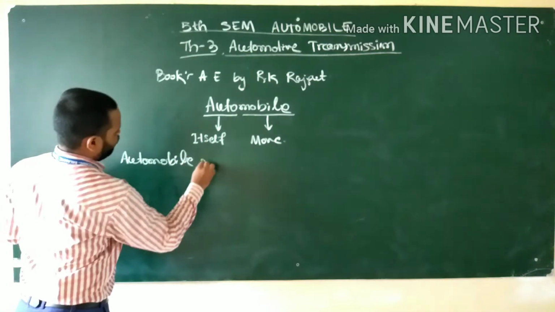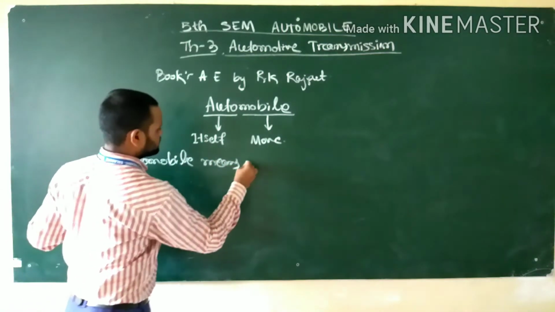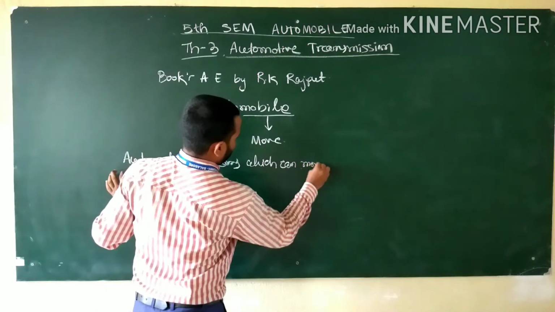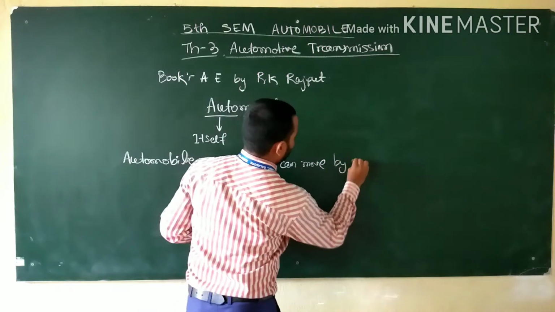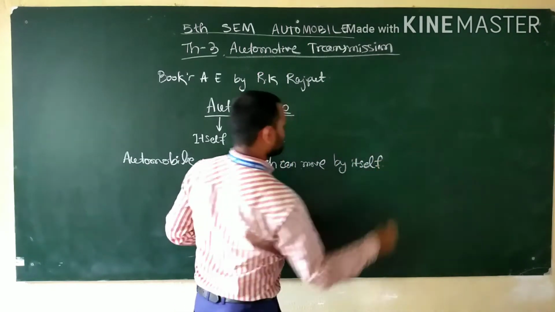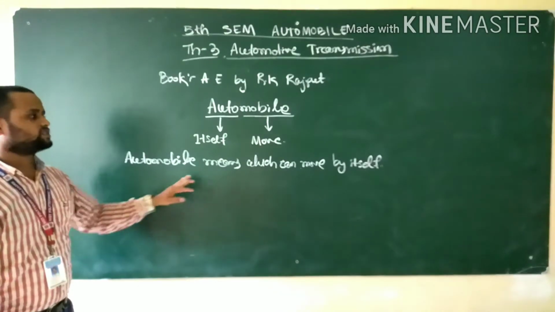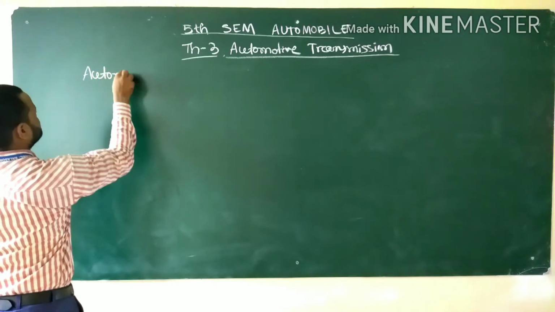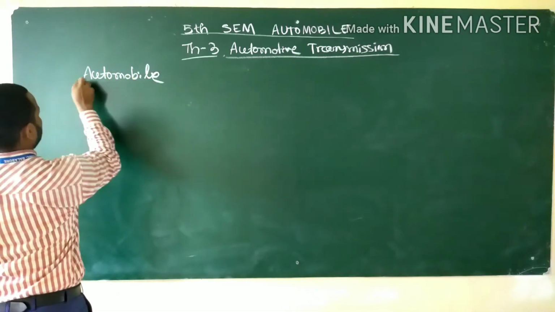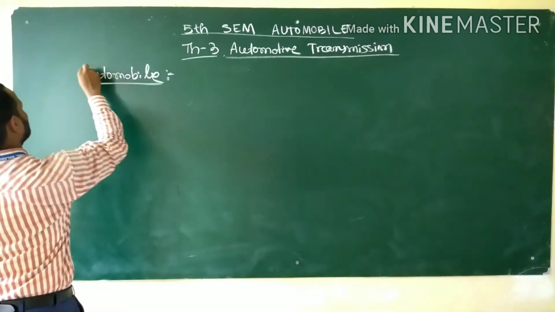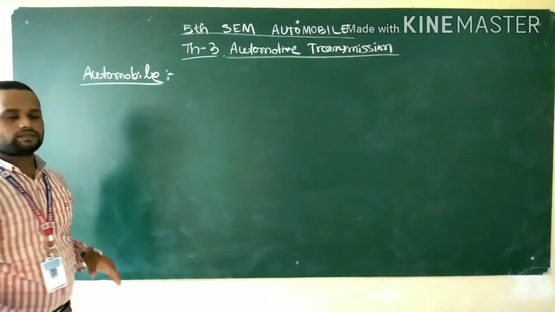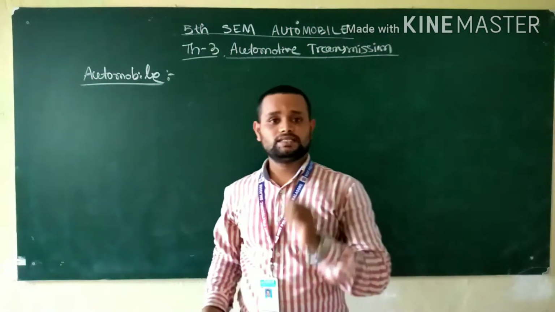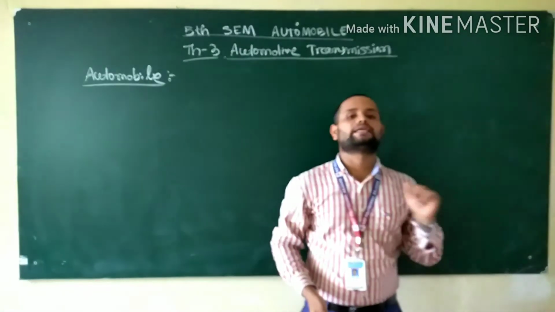Combining we can say automobile means which can move by itself. Which can move by itself is known as automobile. So write automobile. So what is an automobile? An automobile is a self-propelled vehicle.